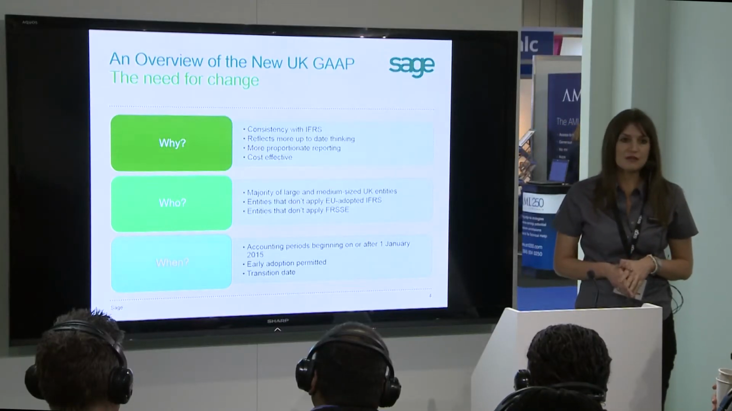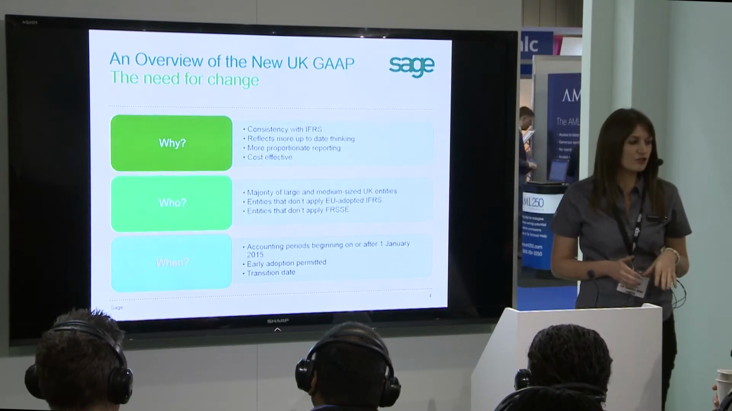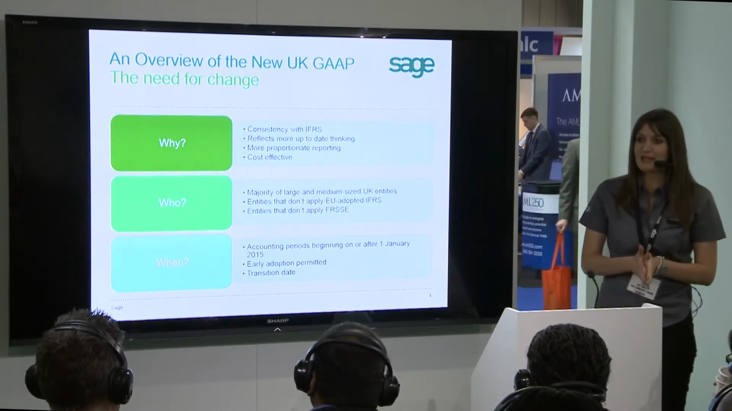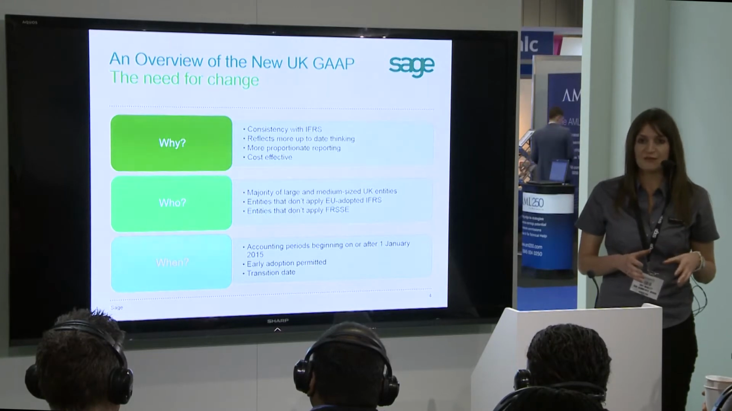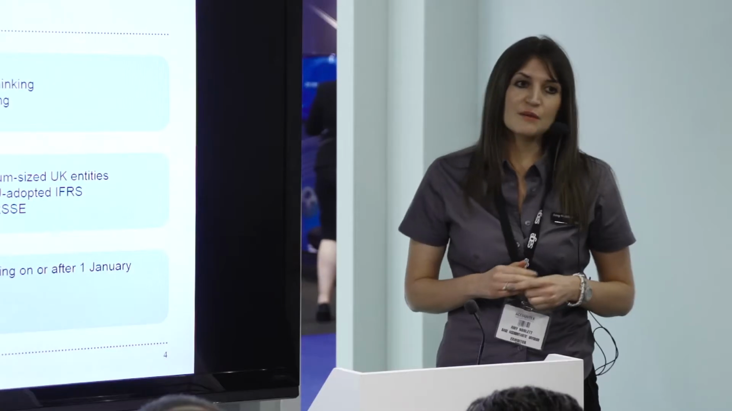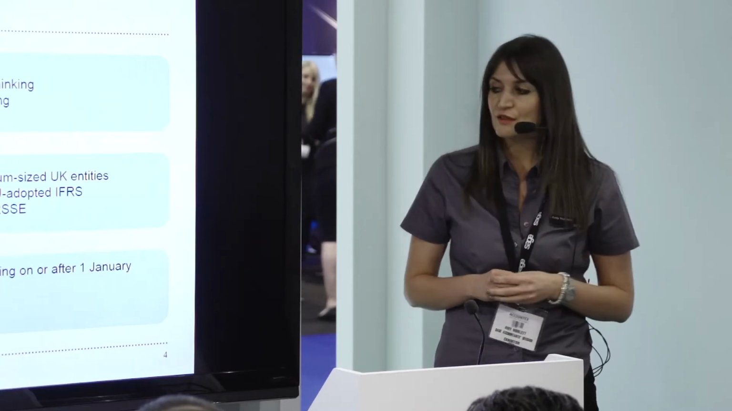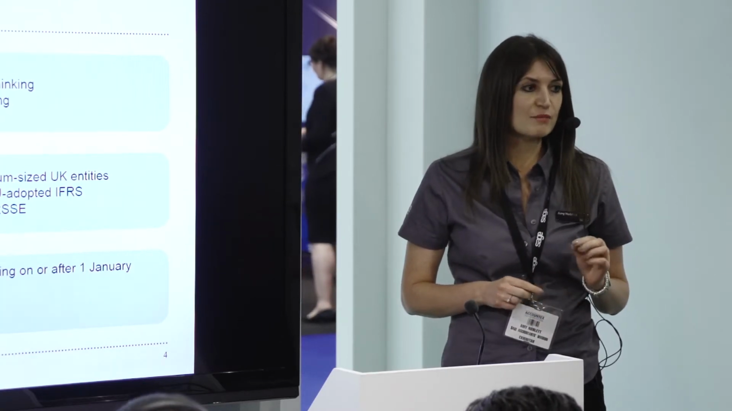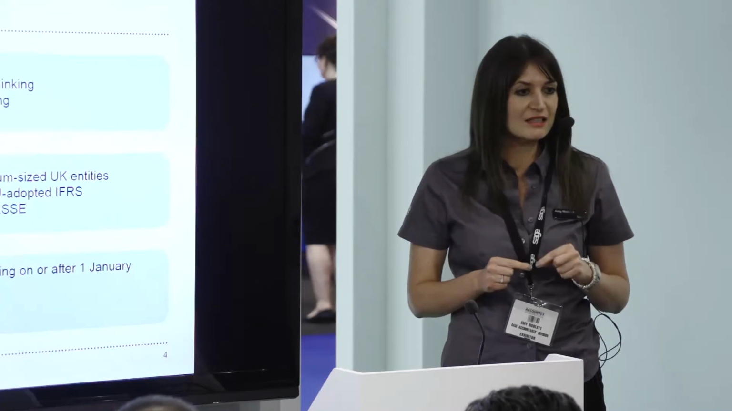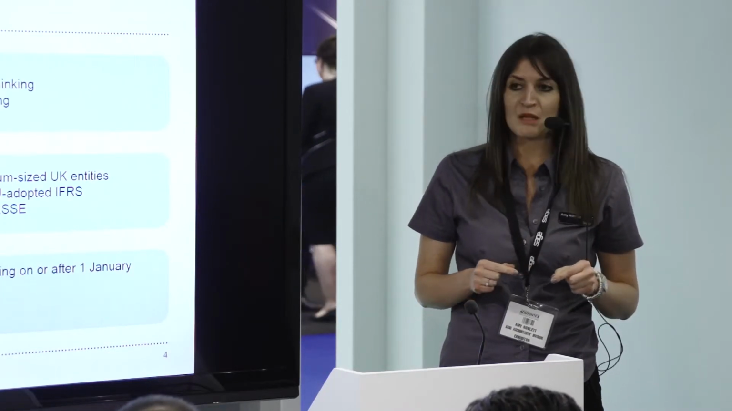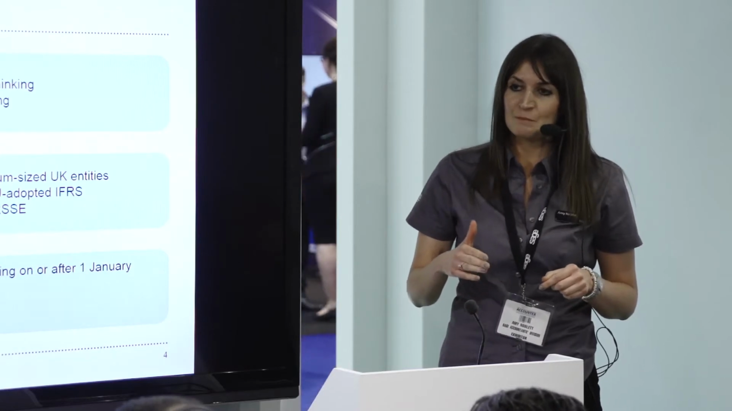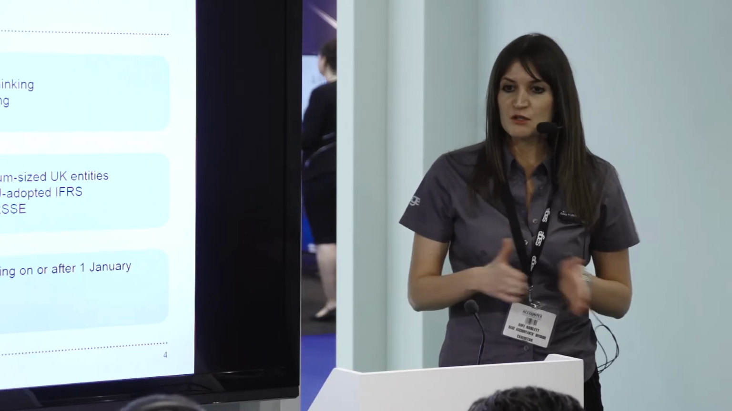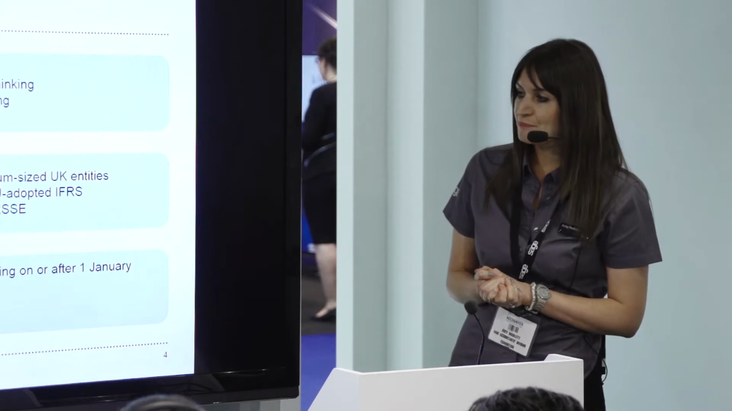It's mandatory for accounting periods beginning on or after the 1st of January 2015. So in terms of the key dates, it's accounting periods beginning then, so typically it's going to be your December 2015 year ends that are affected. You can early adopt from December 2012. And another key date in this is your transition date. So the transition date is the first day of the earliest accounting period presented in the accounts. So if it's a December 2015 year end, your transition date is actually the 1st of January 2014. So it almost covers a 2-year period there.